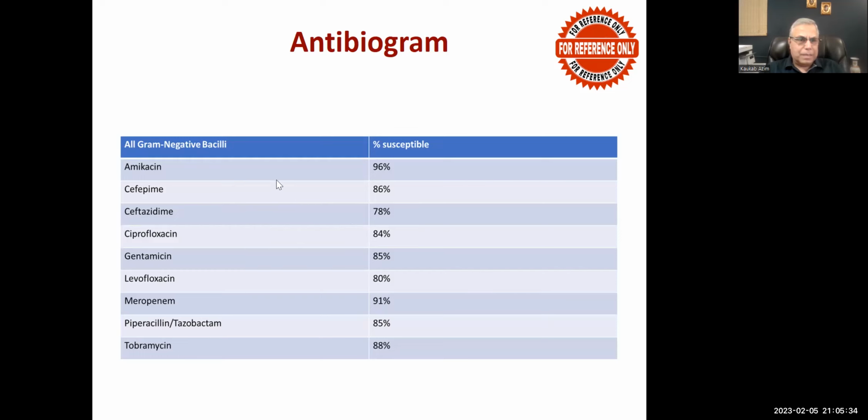You don't have to memorize this, but you see gram-negative bacilli, amikacin, cefepime, their coverage, good coverage, and amikacin 96% coverage, meropenem 91%. So all these drugs are good for gram-negative organisms.